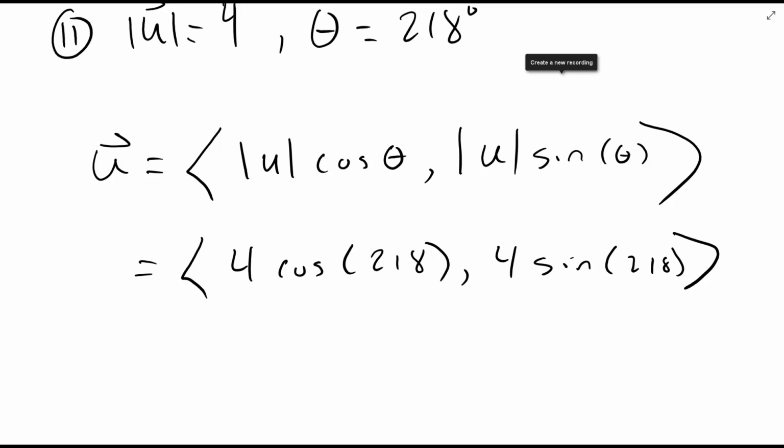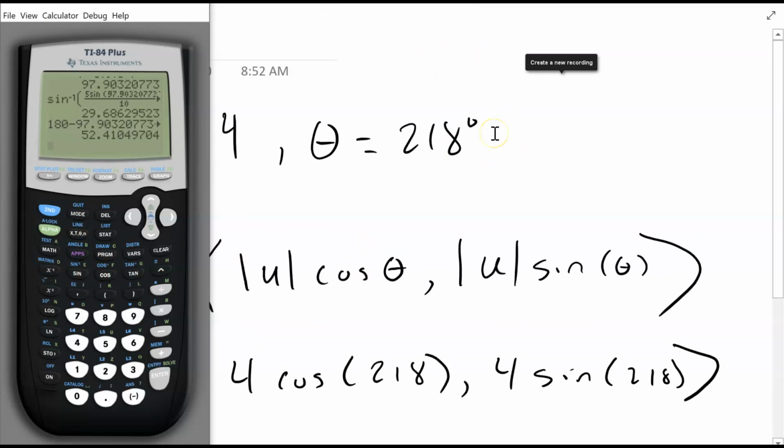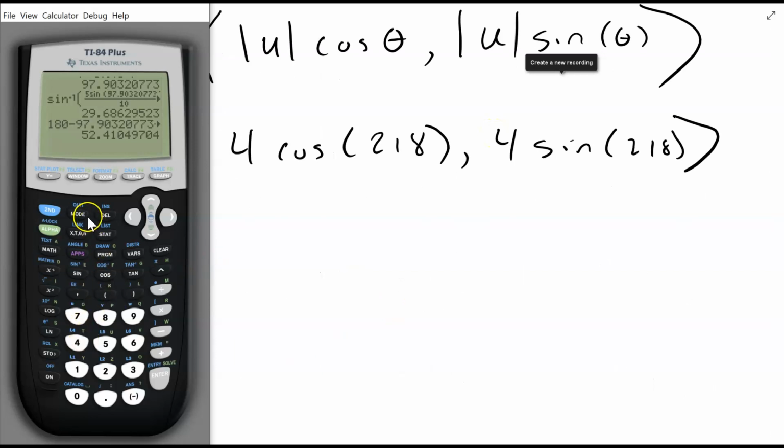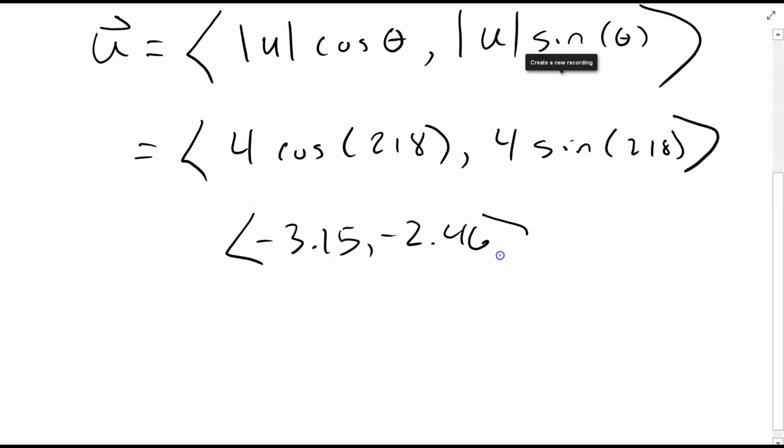I do need to be a little bit careful here, because what mode should my calculator be in? Degrees, because the angle that we were given is in degrees. So be careful on that. I know mine is, because I just got done using it to do some degree mode stuff earlier. So 4 times cosine of 218 is that, and then 4 times sine of 218 is that. So I have negative 3.15, comma negative 2.46.